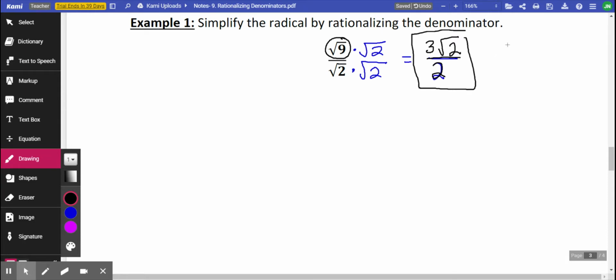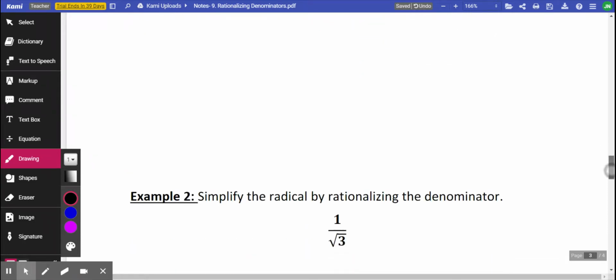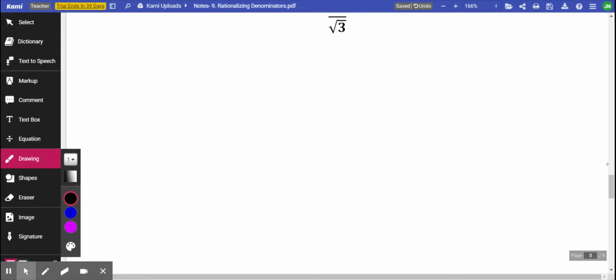The final answer would be 3 square root of 2. All right. Hopefully it'll get easy in a minute.